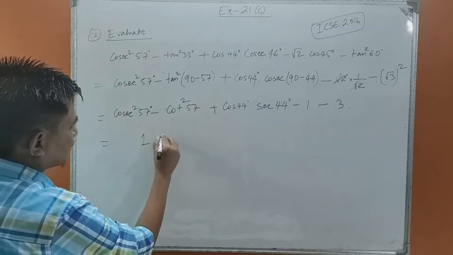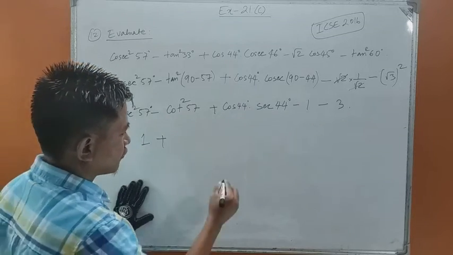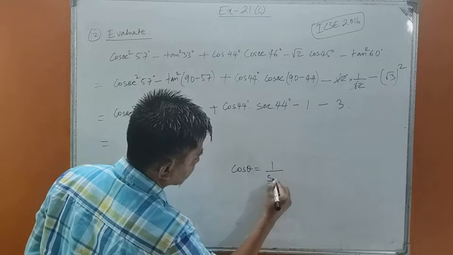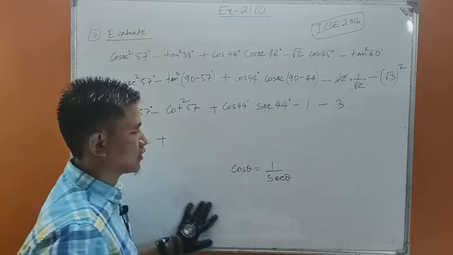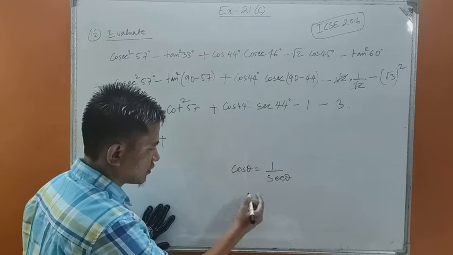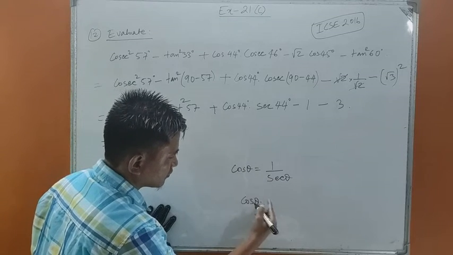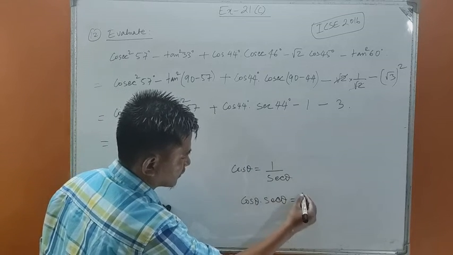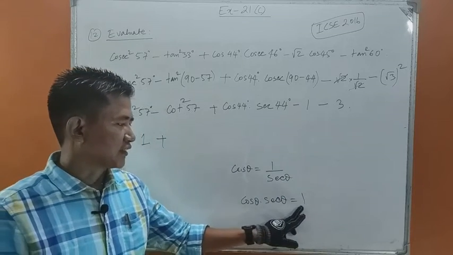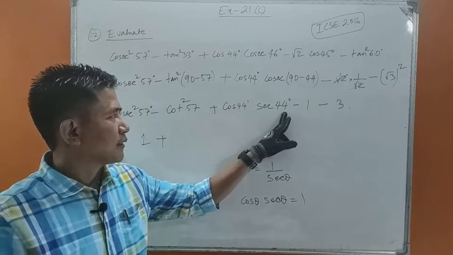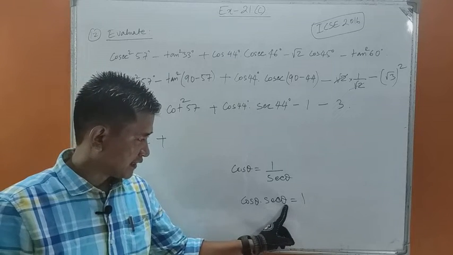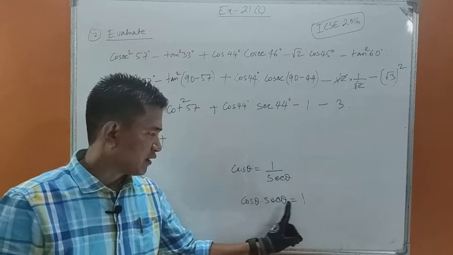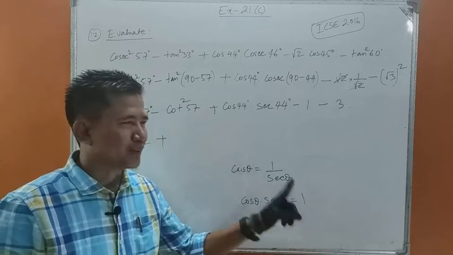So plus cos 44 into sec 44. We know that cos theta equals to 1 upon sec theta. Cos theta and sec theta are reciprocal of each other. So let's cross multiply this. Cos theta into sec theta equals to 1. Cos theta into sec theta means 1. Since cos theta and sec theta angles are same, we get the result 1. If the angles are different, the result is not 1. Please keep this in mind.